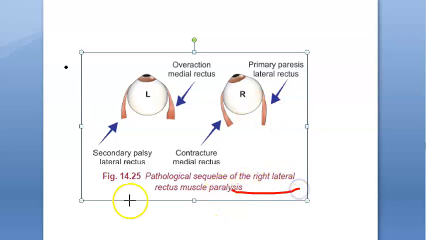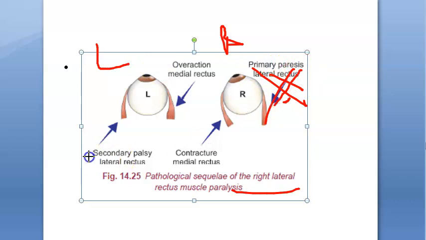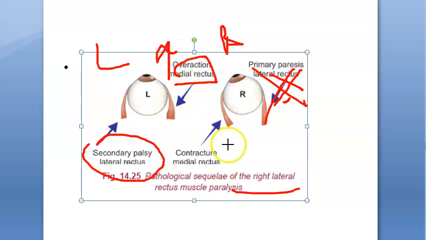Here in this photo they're showing right lateral rectus muscle paralysis. So this right lateral is gone. Remember, they have put it right on the side and left on the side for some strange reason, and right lateral is paralyzed. So they are showing secondary palsy of the left lateral rectus, and this left medial rectus is overacting and the right medial rectus is contracting.